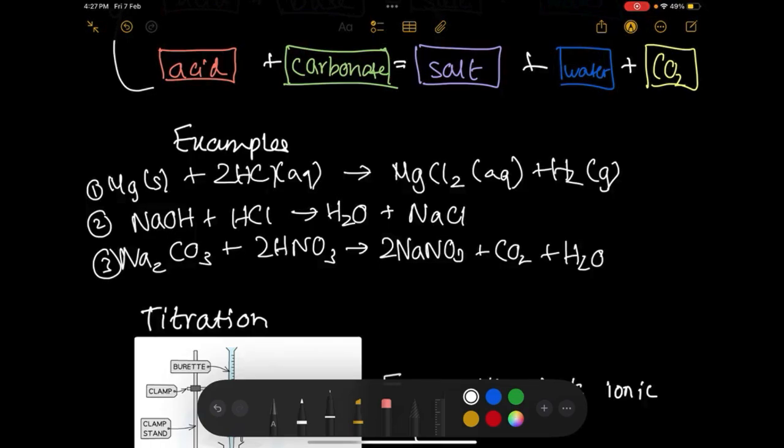And then we have the reaction of carbonates and acids. So acid plus carbonate, which is over here, Na2CO3 is a carbonate, plus 2HNO3 gives 2NaNO3 plus CO2 plus H2O. So remember, acid plus carbonate always gives salt, water and carbon dioxide.